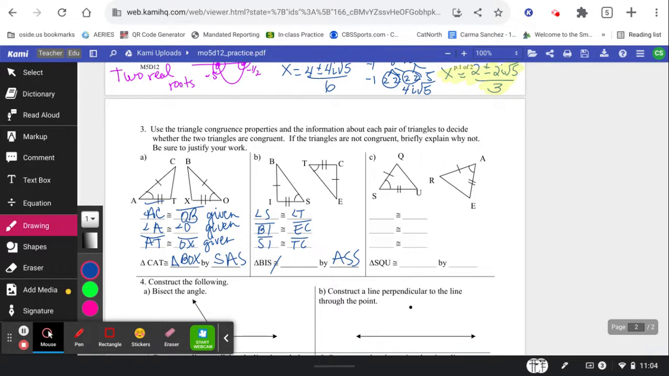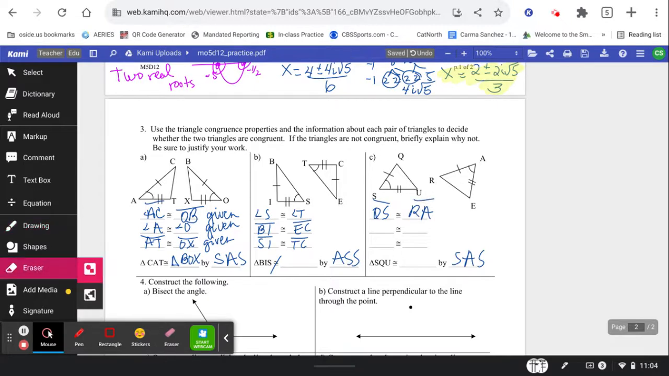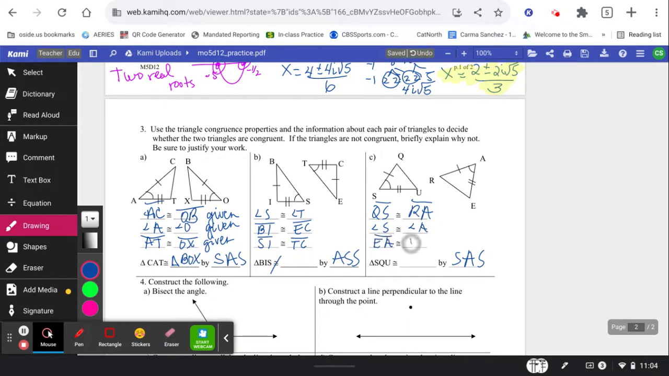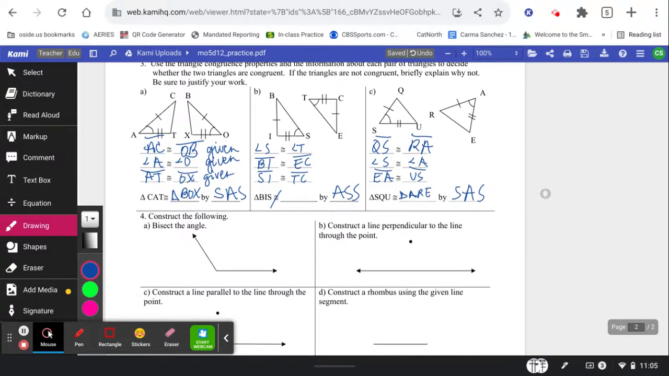All right, last, I do have another side angle side. So this one is going to work. I can say side QS is congruent to side RA. I can say angle S is congruent to angle A. I can say that EA is congruent to US. So triangle SQU is congruent to ARE. And yes, that spells the word square. Those math teachers, so sneaky.